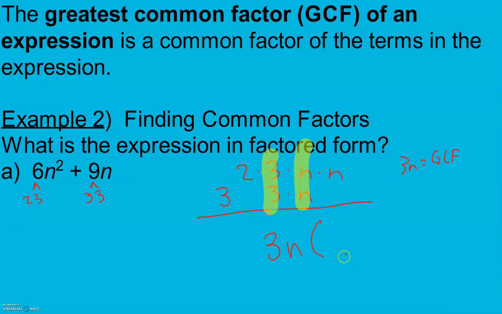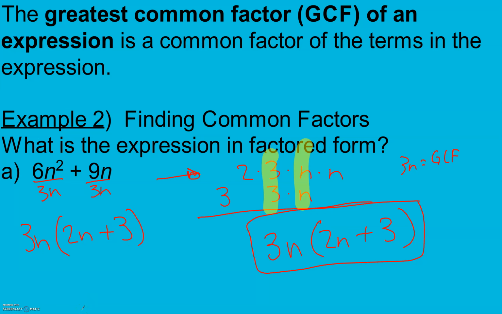I multiply by everything that's left, and each row is its own term because each row came from its own term. And it's a positive 3 there. So 3n times 2n plus 3 is my expression in factored form. Some of you may have looked at this first and saw that between 6 and 9, 3 goes into both of them, so you divided out a 3. And between n squared and n, n goes into both, so you took out an n. Since we took those out, we divide them out. What we have left is 2n plus 3.